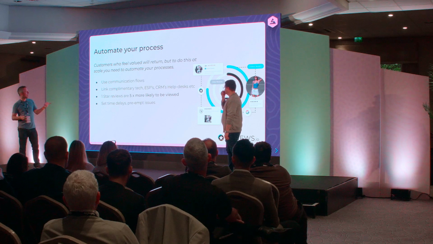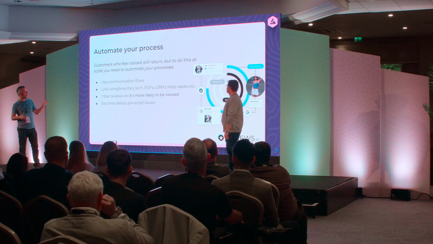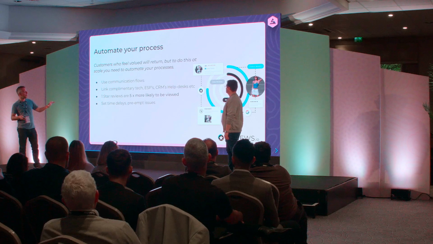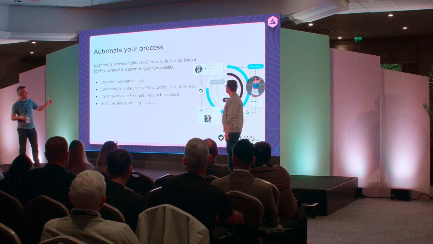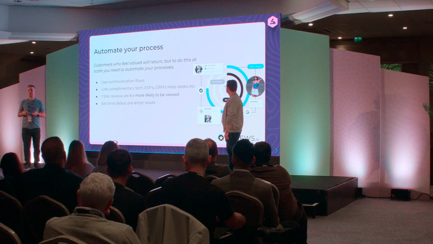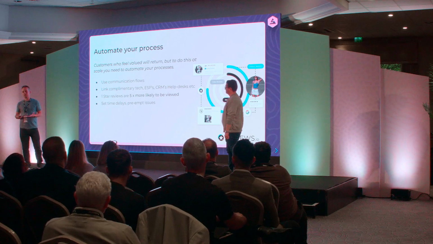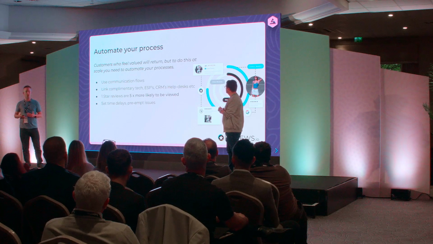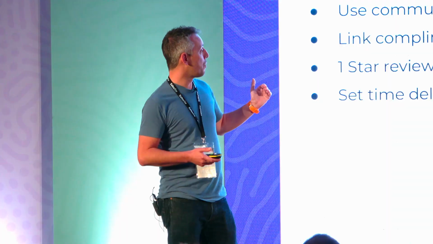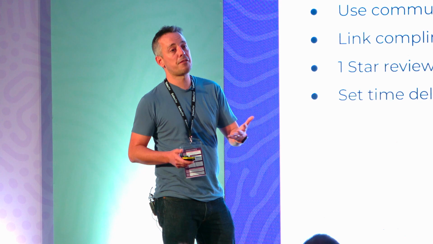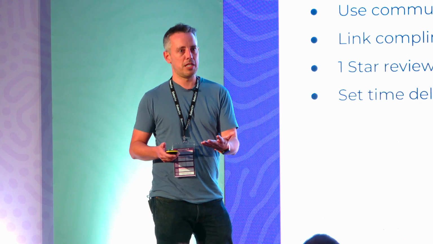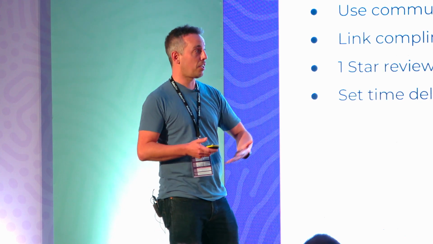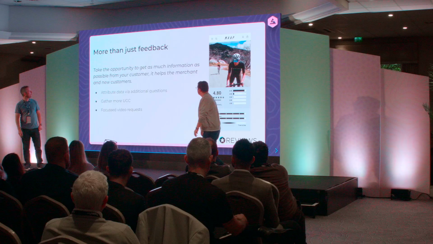And then set time delays, and that helps to preempt a lot of issues. If you set time delays, what often happens is, one of the most frustrating things as a customer is if you get a review request when you haven't received the product, or you've just got it and you haven't had a chance to really look at it. So make sure that you're not hurting yourself. If something takes 5 days to be delivered, make sure that you're sending 6 to 7 days later.